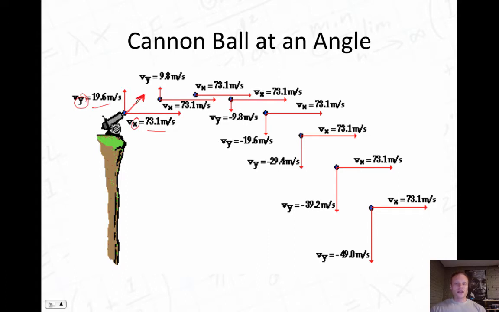But anywho, this cannonball goes up, and as it goes up, it's slowing down. Notice it starts off at 19.6, now it's down to 9.8. Here, it actually has no y velocity. It's 0 because it's changing direction. It's going to start to head down now, so you have negative 9.8, negative 19.6, negative 29.4, and so forth. So it starts to speed up as it heads down back to the Earth.